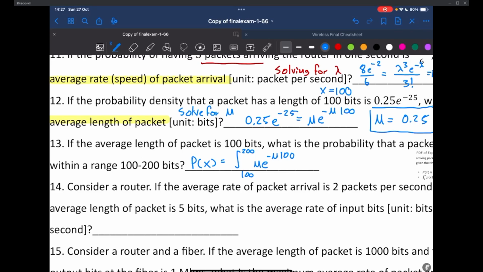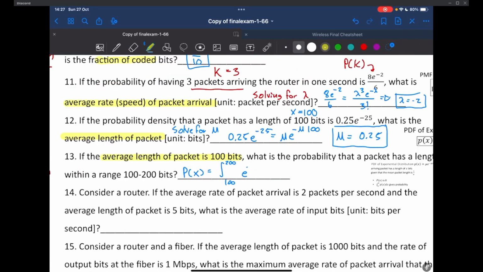In this case, we're trying to find mu, right? We need mu for this one, since mu is the average packet length. Average packet length is equal to 100, and 1 over mu gives that, so we need to flip it around. So mu is equal to 1 over 100. This is just the way we calculate mu, given an average packet length of 100, all right?